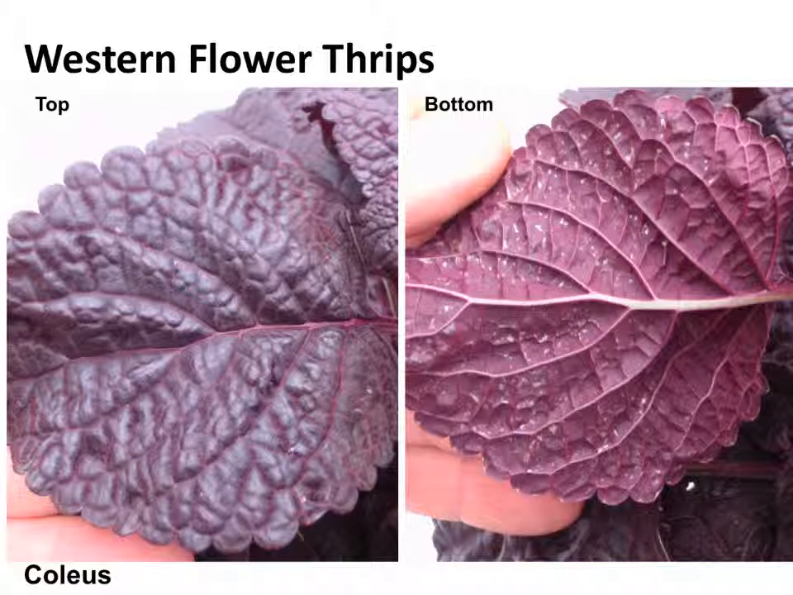The take-home message here is that on these coleus plants, when you're scouting for the presence of western flower thrips, you can't go by the top foliage for symptoms. You're going to have to turn the leaves over and look, and that's in fact where they were doing the damage. So I just wanted to point out the placement of where the damage is and where you need to look for your scouting purposes.